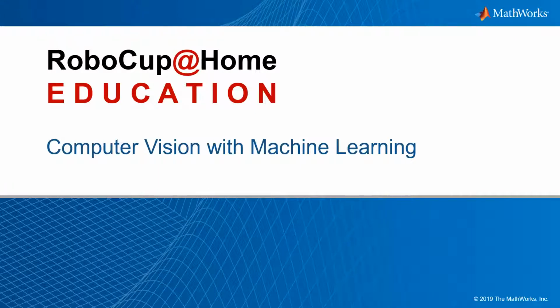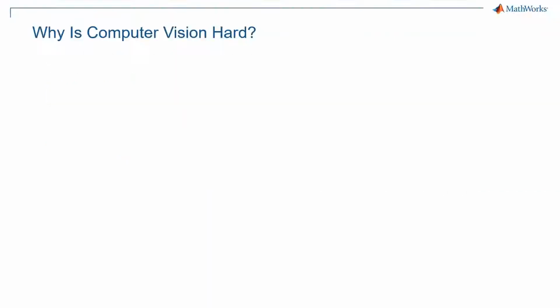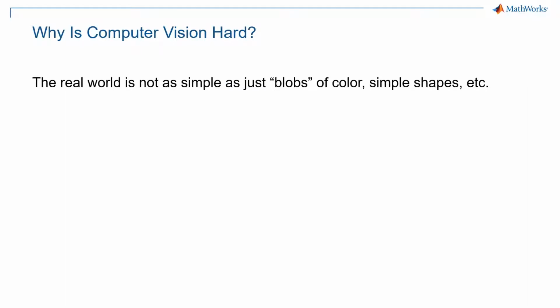In this video, we'll be talking about computer vision with machine learning. In the previous video, we started looking at computer vision, but in fact, it's a lot harder than all of the techniques that we showed in the last video. The bottom line is the real world is just not as simple as color blobs or simple shapes and so on.